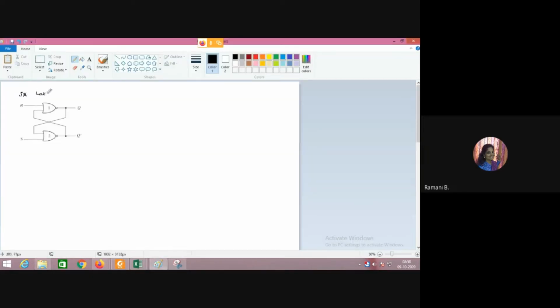SR latch using NOR gates. So we redraw this structure in such a way that it looks like a simple feedback structure. Okay. So for that purpose, you can fix any one of the gates.